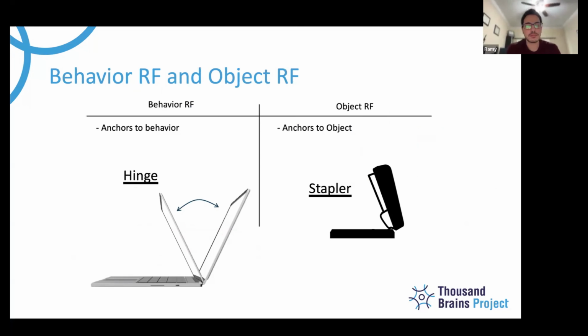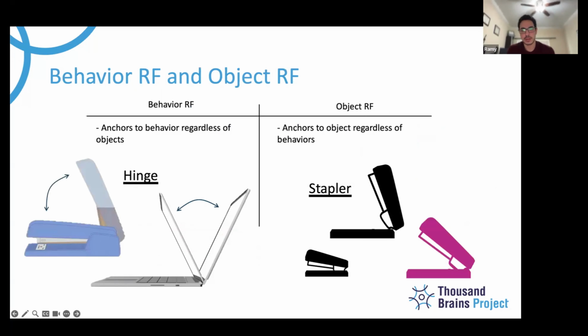So I'm just going to contrast behavior reference frame and object reference frame from the way I see it. The object reference frame here on the right anchors to an object, and the behavior reference frame anchors to a behavior. And by saying that, they will anchor to that regardless of the other concepts. So an object reference frame will anchor to an object regardless of what behaviors this object is exhibiting. It could be different colors, different states, or scale if we assume that scale is a behavior. And this is a desirable feature.